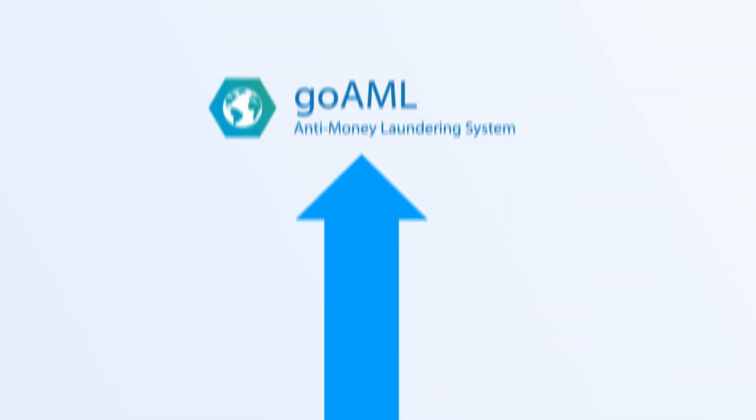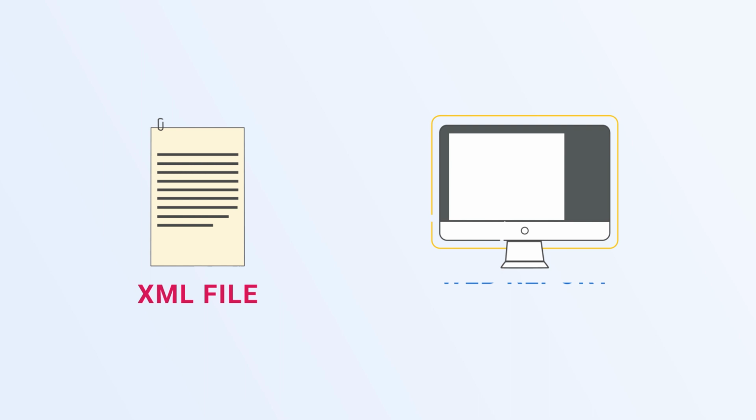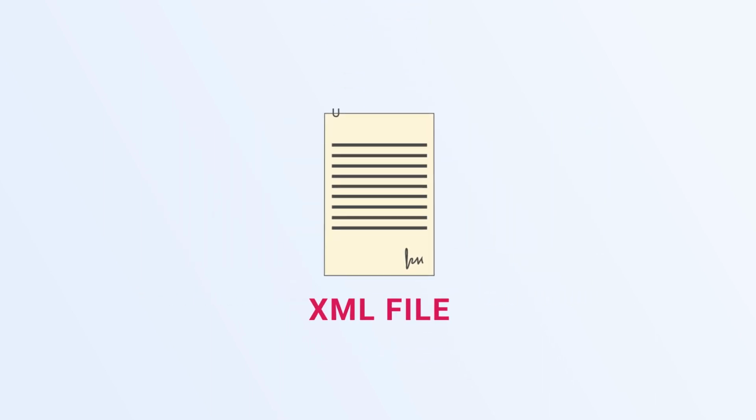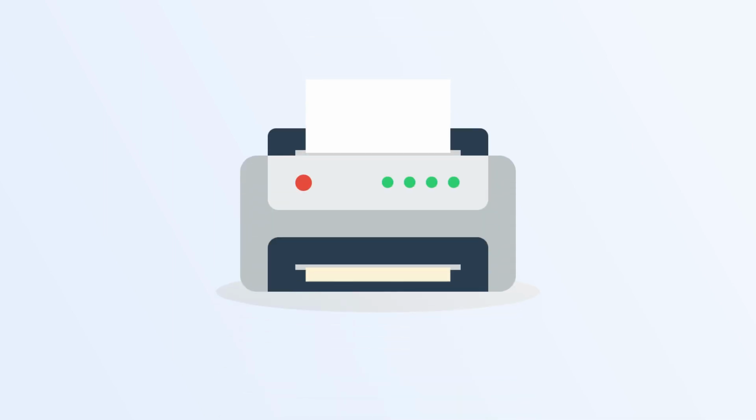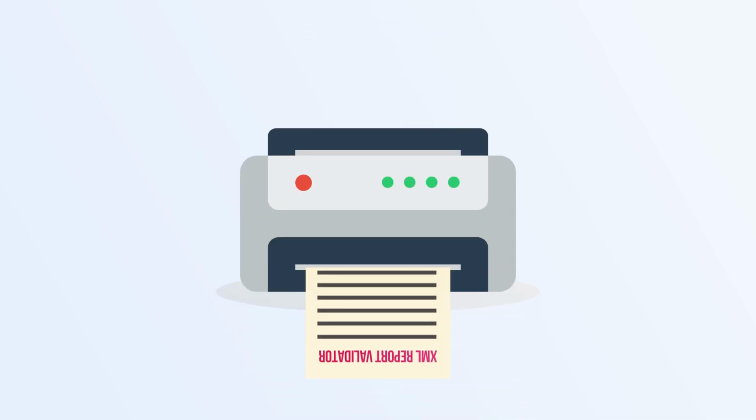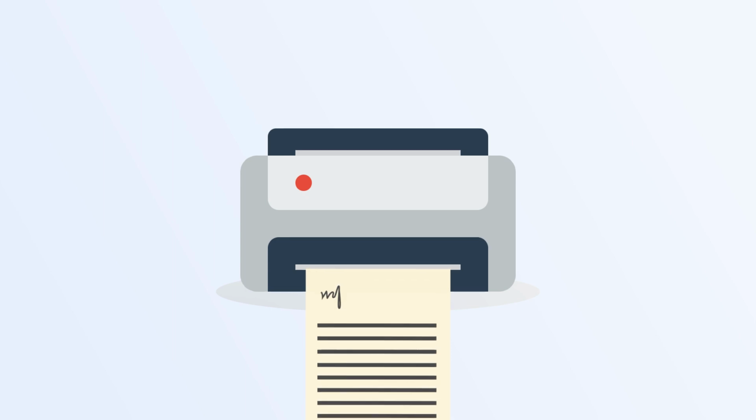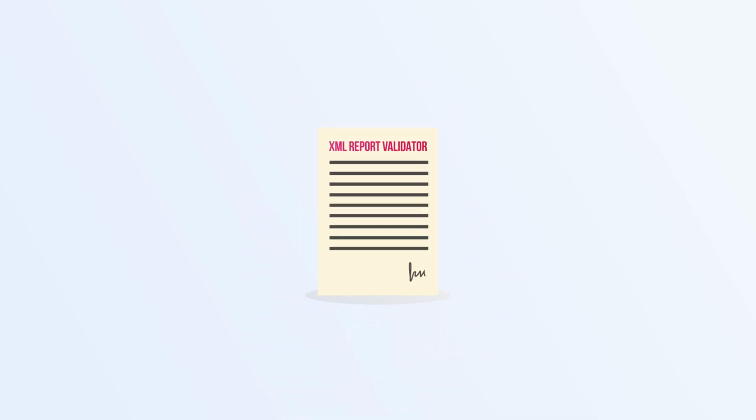The goAML interface provides two ways to file a report. The first involves uploading an XML report based on the goAML schema. However, before uploading an XML report, it is always advisable to validate the XML file on the XML report validator.